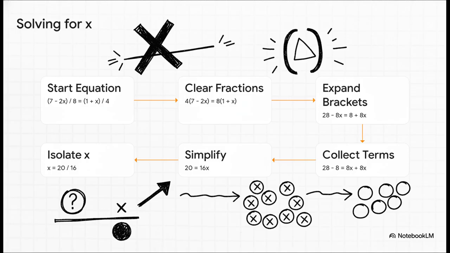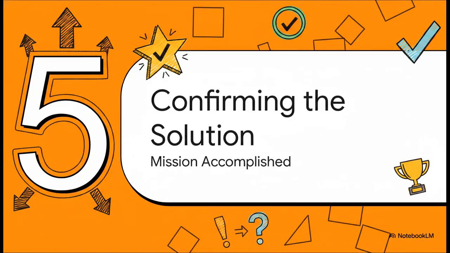Okay, time to gather our terms. Let's get all the x's on one side and the numbers on the other. That simplifies down nicely to 20 equals 16x. And for the final step, just divide by 16. All right, section 5, confirming the solution. We've got a value for x, but is it the right value? In an exam, you want to be sure. So let's see what the people with the red pens were actually looking for.